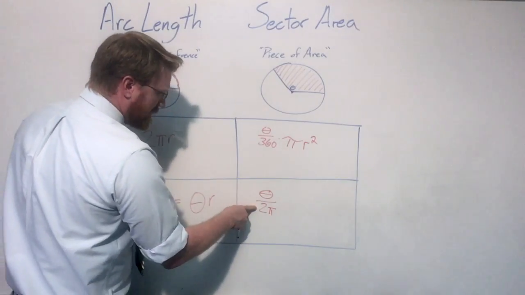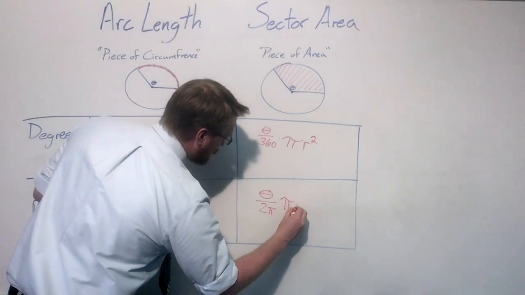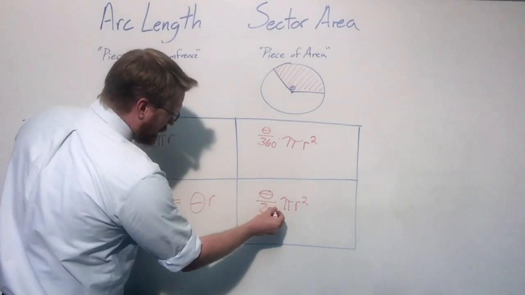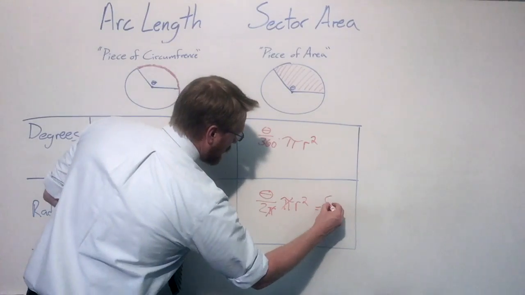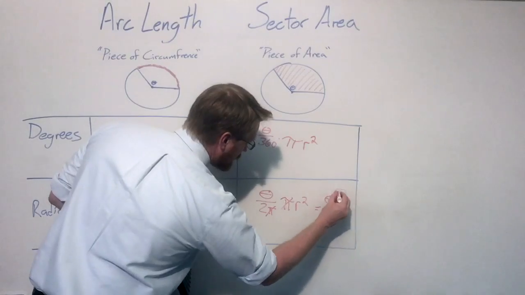If theta's in radians, over 2 pi. If theta's in degrees, over 360. Pi r squared is still present. That's still a formula, regardless of whatever unit it's in. I get a little bit of cancellation with those pi's, so this could be simplified as theta times radius squared over 2.